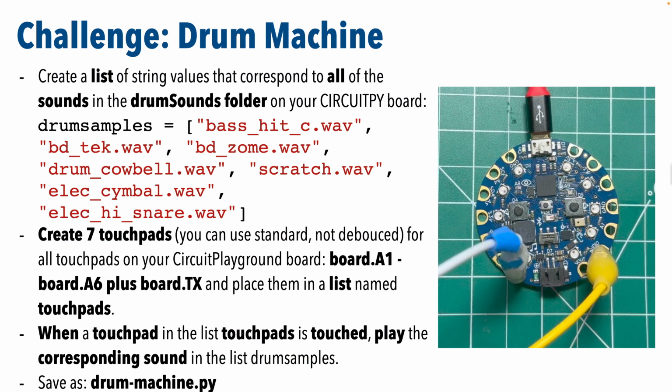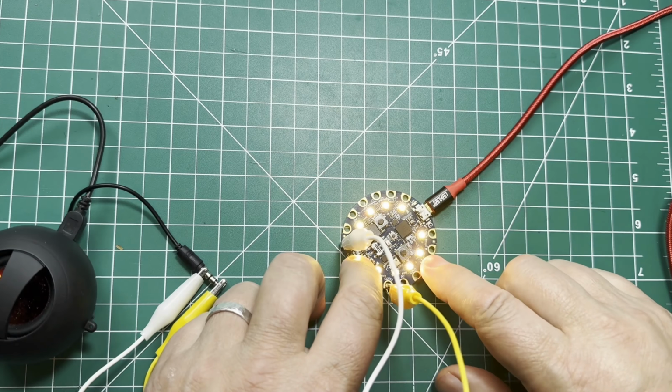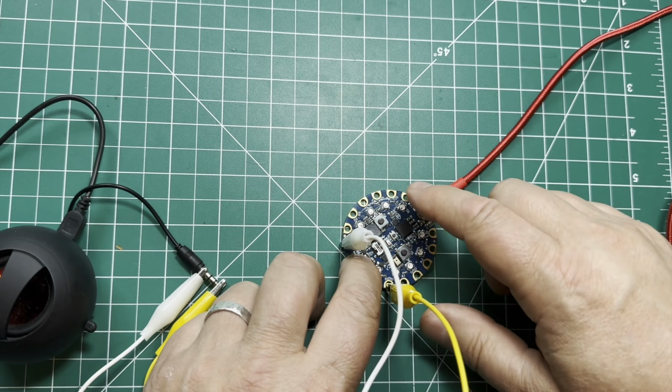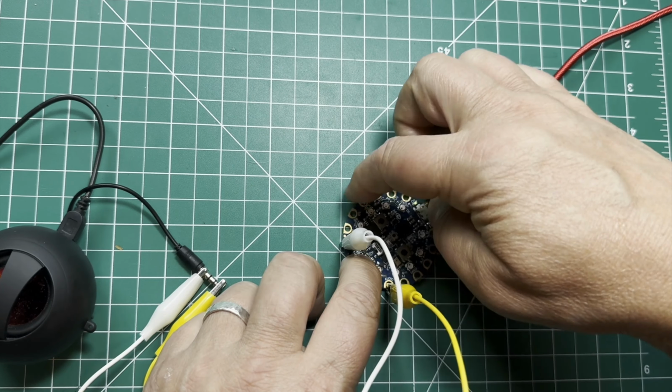So if you need a refresher from the challenge at the end of the last lesson, here it is. But in this solution, I've also added a little bit more code. I'm going to turn on all of the NeoPixels in a different color, depending on what touchpad is touched.